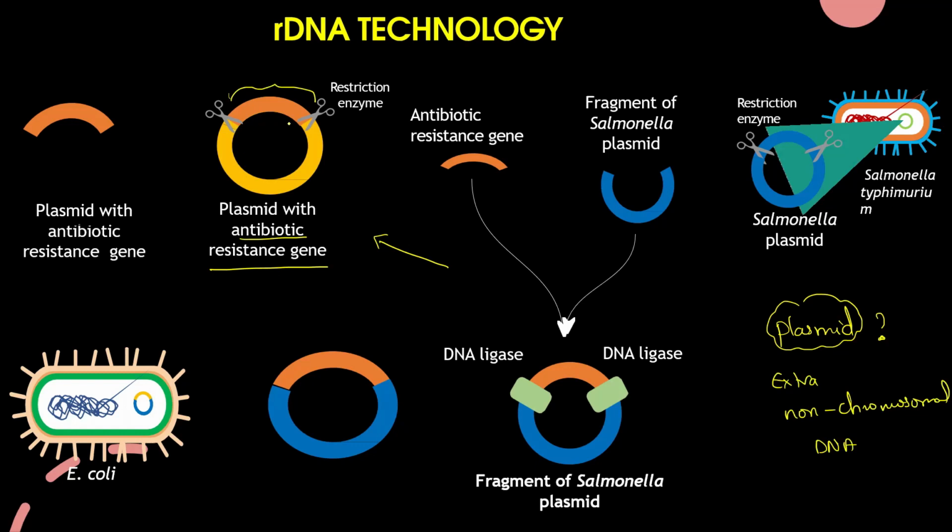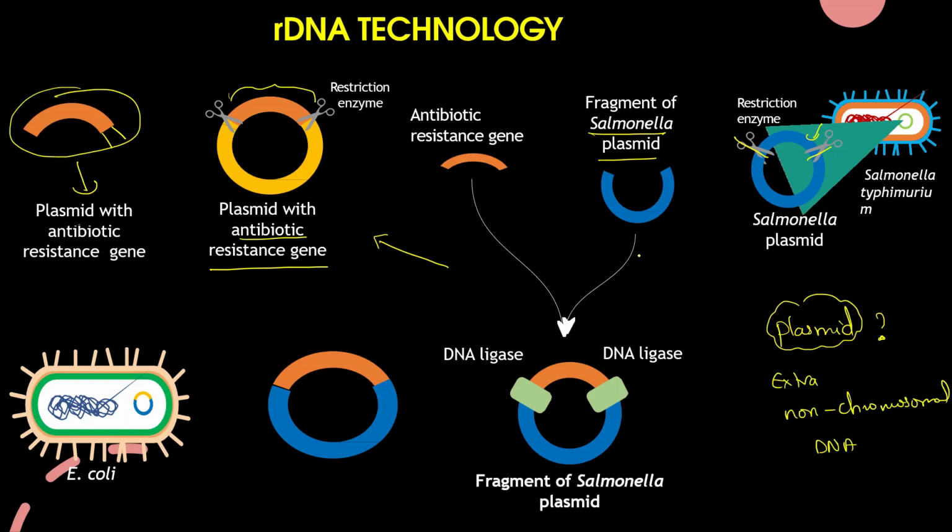So this is our DNA. I am cutting it with the restriction enzyme, a restriction endonuclease, which acts as molecular scissors. So they will cut this DNA. Remember, this part of the DNA is the antibiotic resistance gene. And I am taking another plasmid, let's say a Salmonella plasmid. I'm also cutting exactly at the same point, where the ends will match.